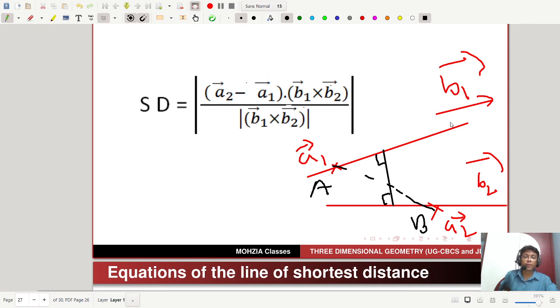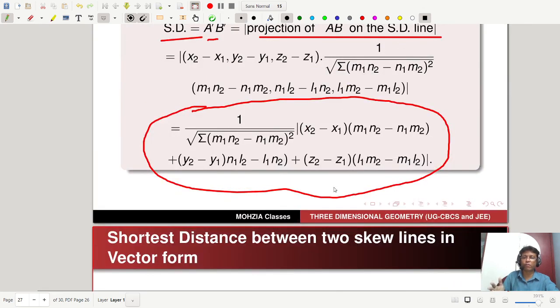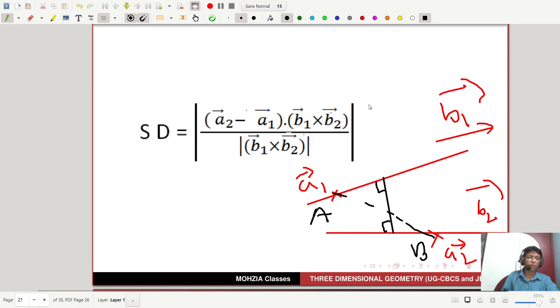So you have b1 cross b2, which is actually the vector along the shortest distance. If you take the cross product b1 cross b2, that will be perpendicular to both the vectors, and that will be along the shortest distance. So you will get this type of expression, similar to the Cartesian form. So this is in the vector form also.